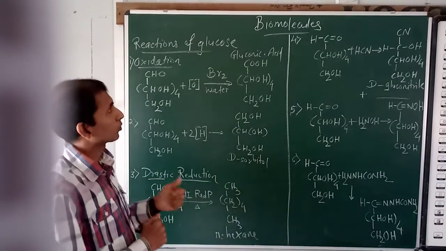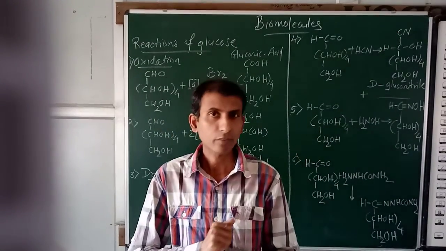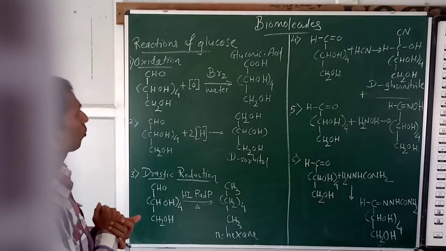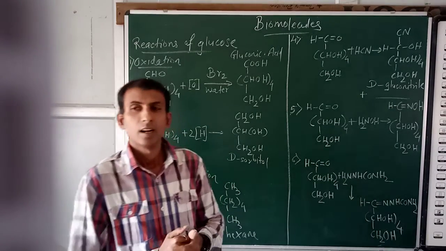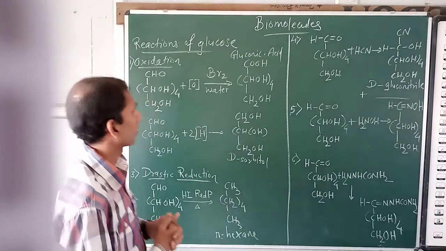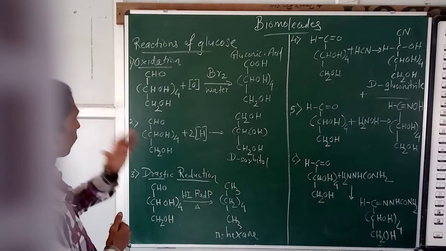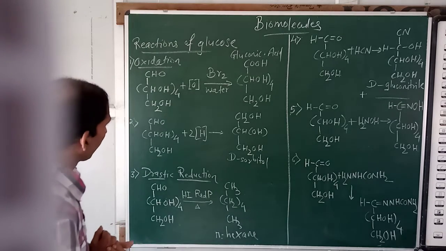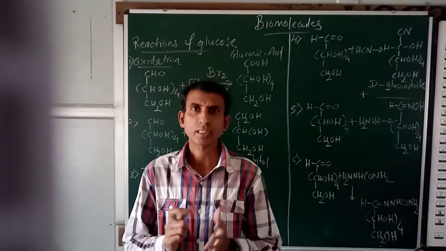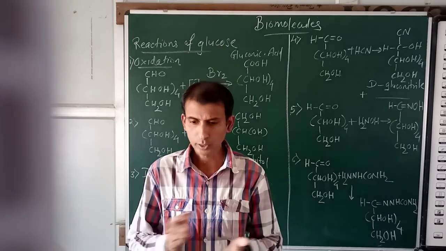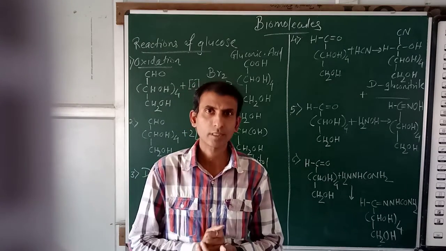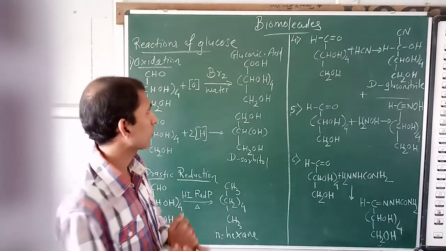So in the biomolecules part, today we'll cover the reactions of glucose, and compulsorily two questions are asked from the chemical reactions of glucose, so very important. These reactions we are going to study for the open chain structure of glucose. We already know what the open chain structure and cyclic structure of glucose are. Already we have studied in our earlier lectures.